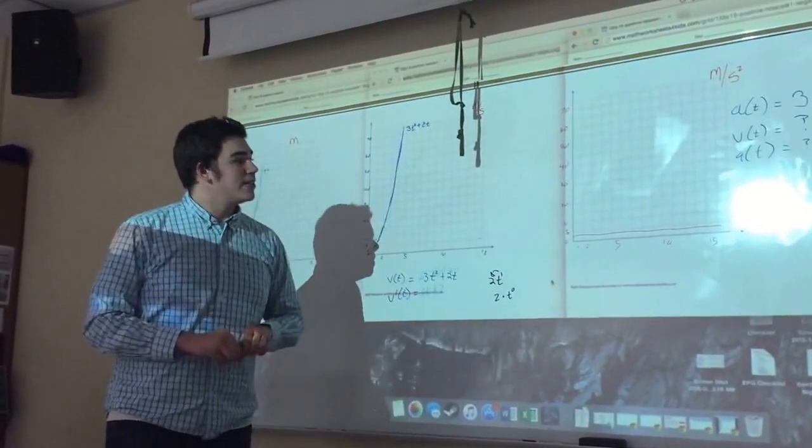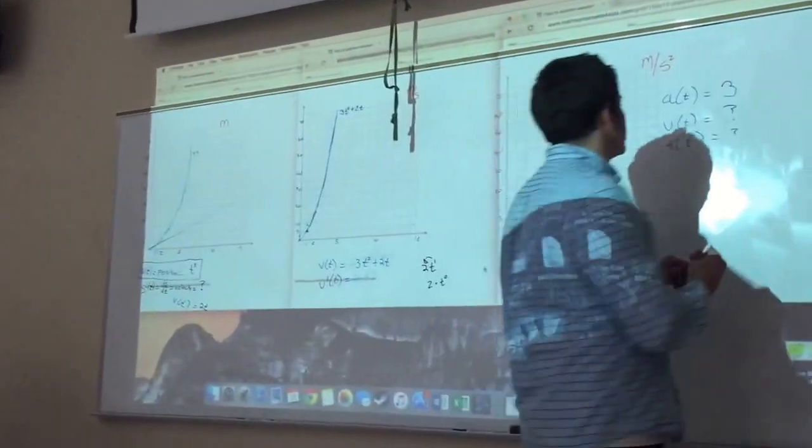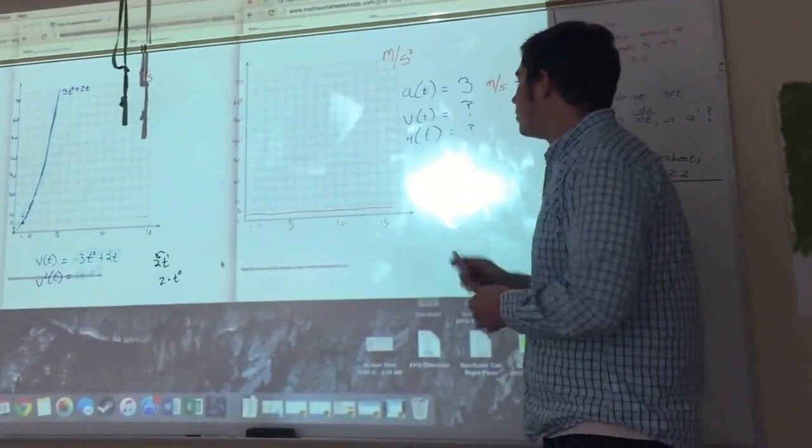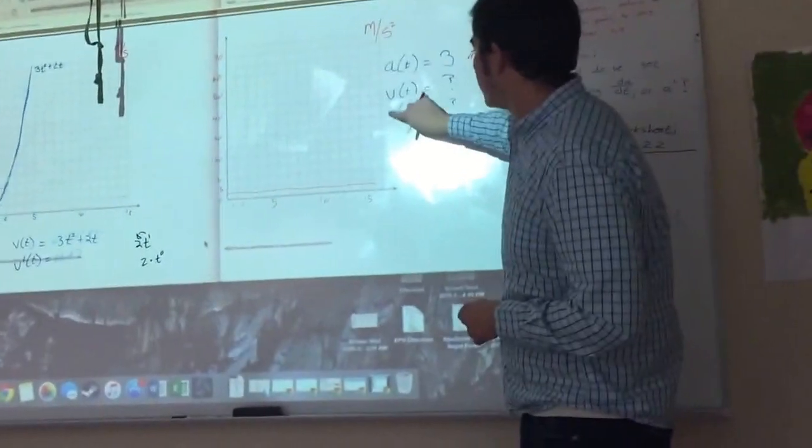So what we're going to do now is we figured out that our acceleration is 3 meters per second, and we know what that looks like. So now I'm going to show you how we would get to velocity and position from there.